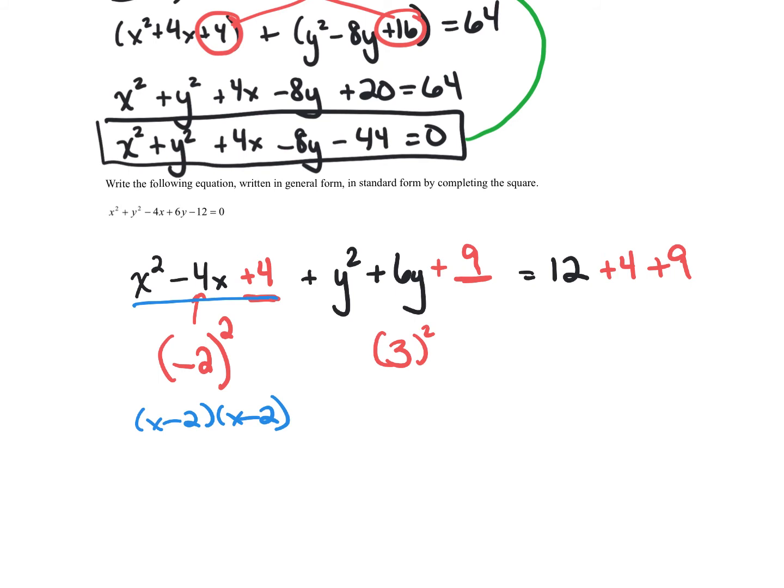Well, the nice thing is it's the same thing. It is a perfect square trinomial. We kind of made it that way. I can write this as x minus 2 squared. And that's how we kind of start to make this look like standard form.